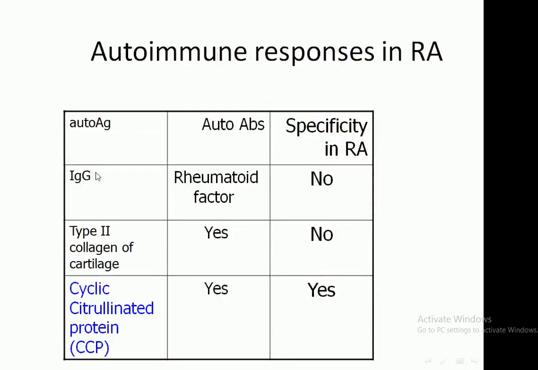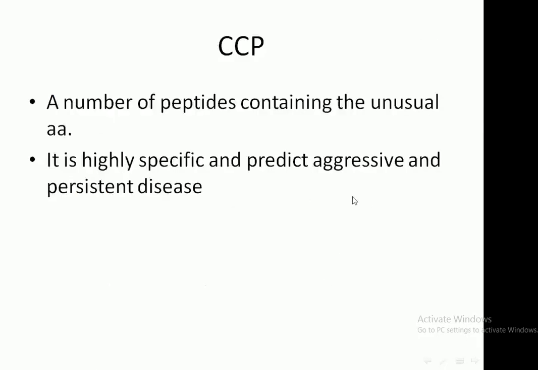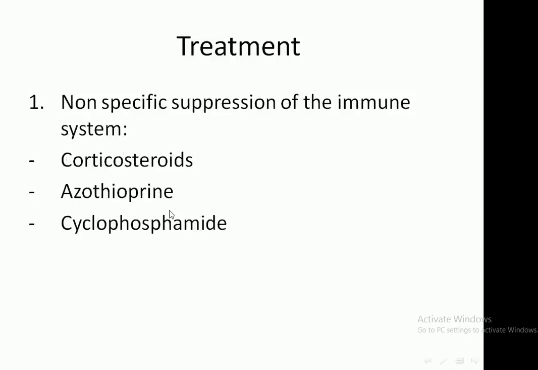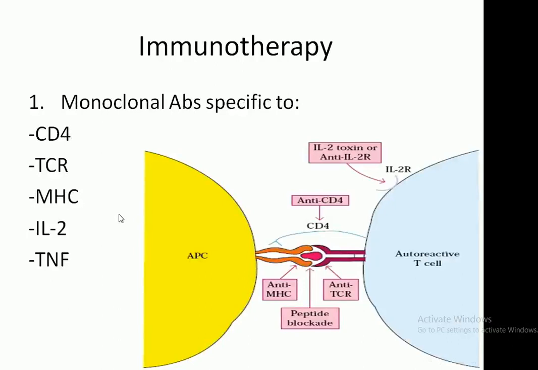And the autoimmune response in rheumatoid arthritis: the autoantigen is the IgG, which is called the rheumatoid factor, type 2 collagen of the cartilage, and the newest one, the cyclic citrullinated peptide, which is CCP, which is highly specific for rheumatoid arthritis, and when it is positive, it indicates bad prognosis and aggressive and persistent disease. Treatment is by non-specific suppression of the immune system using corticosteroid in high dose and the chemotherapy cyclophosphamide.